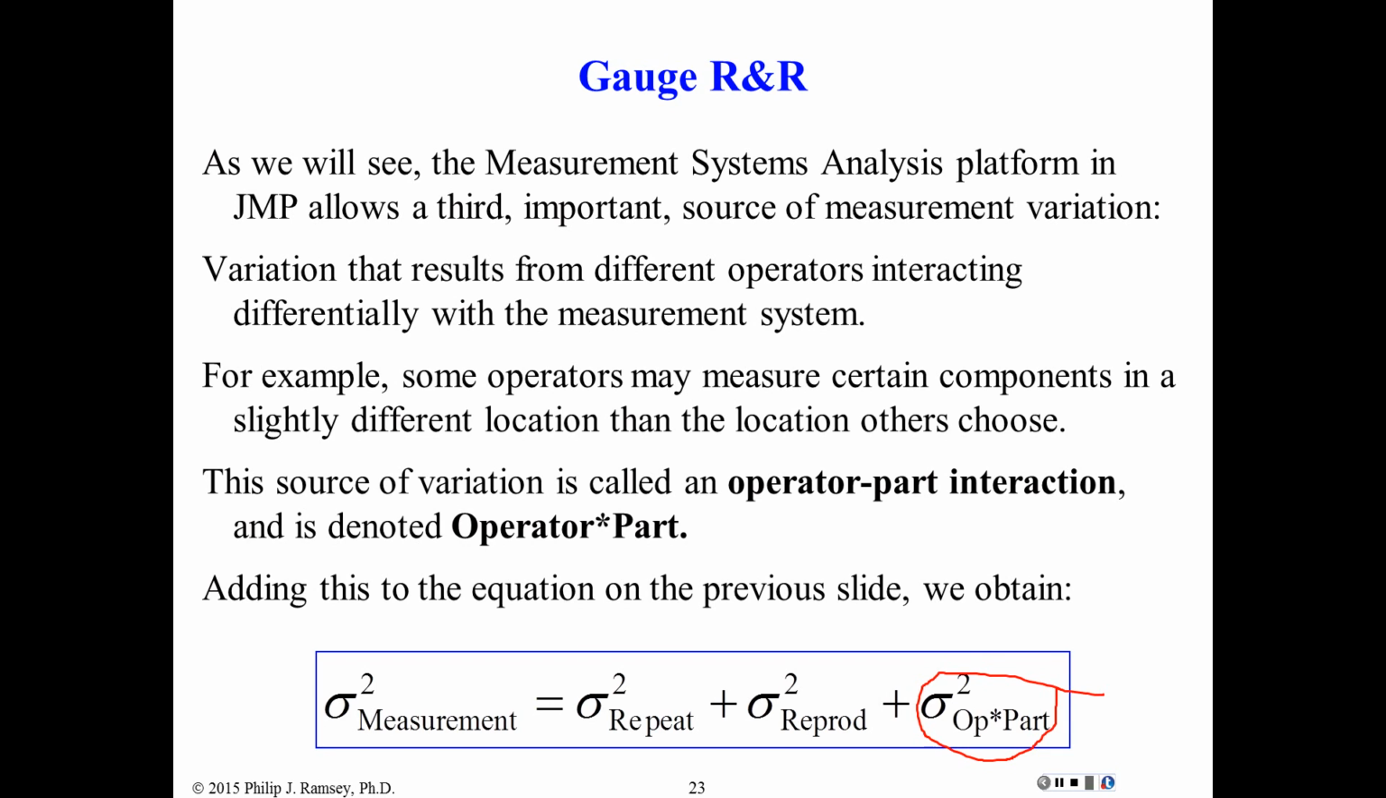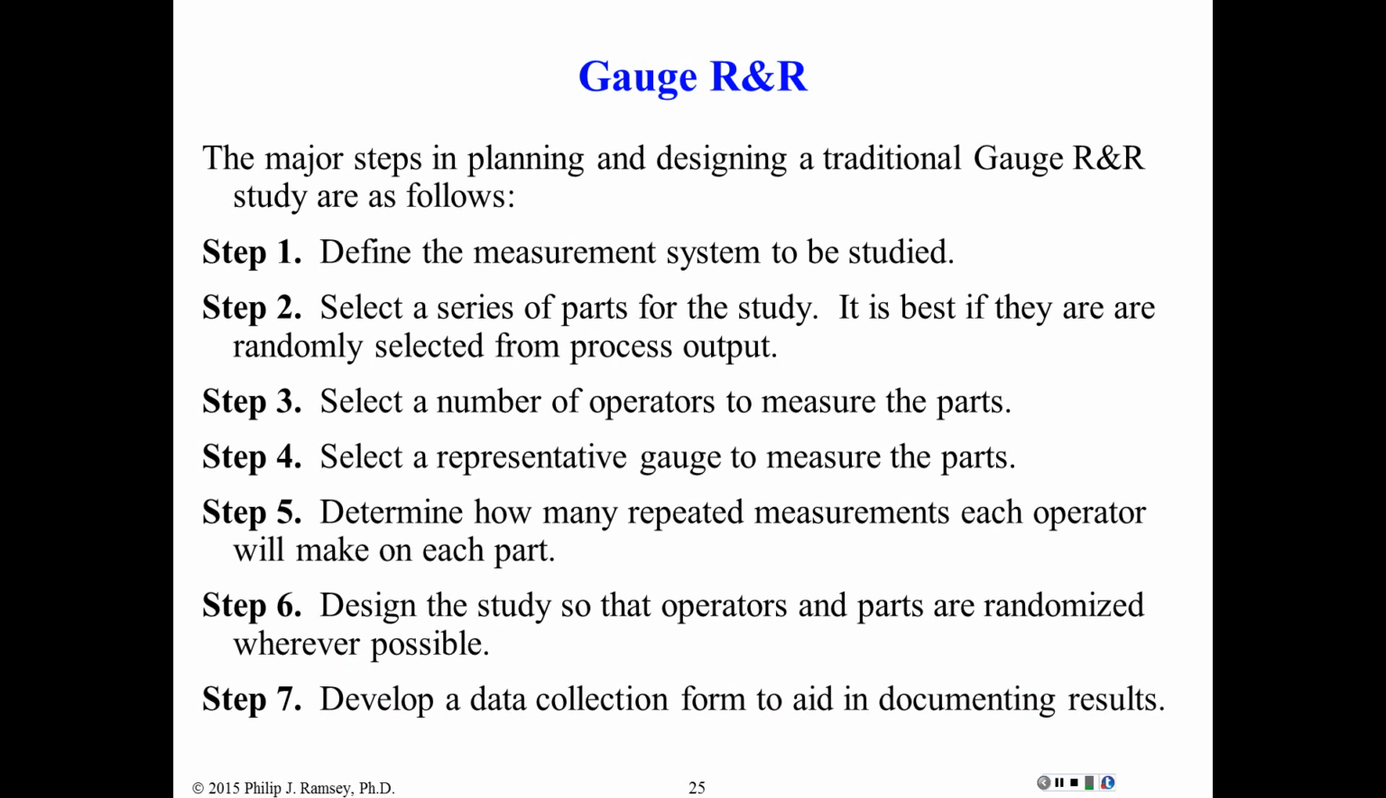So that's a third source of variation that has become rather popular, as I said, in relatively recent years. Okay, so if we're going to do a gauge R&R, what are the steps involved? Well, on slide 25, I'm not going to read them to you, but basically these are your steps. Okay, you pick the units or samples that you're going to use to measure and how many operators or technicians will take part. Okay, pick a representative gauge or measurement system.